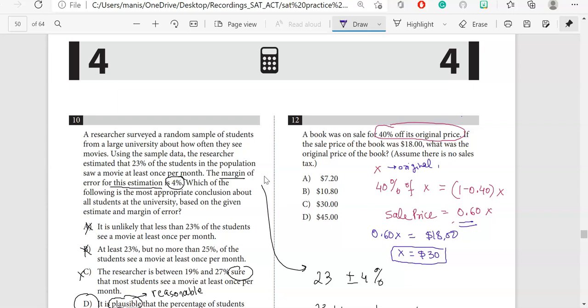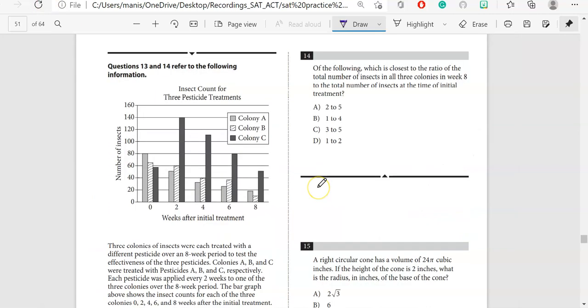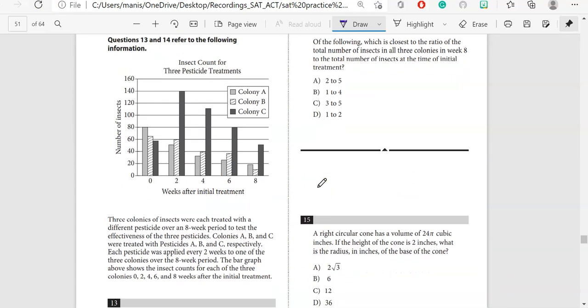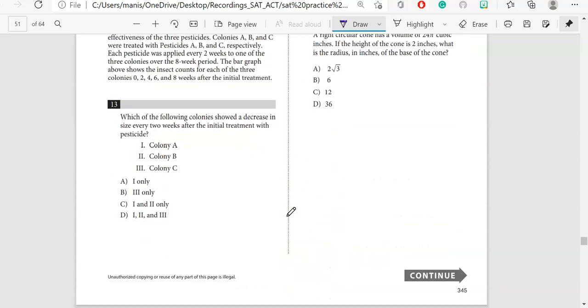Okay, so now let's read the question. I didn't even read the question carefully. It says, what was the original price of the book? So I came across the value of X as 30. So option C is the correct answer for this question. Question number 13 and 14 refer to the following information. Now do not waste your time in reading this. Just try to find out the important information, what they are asking from us.